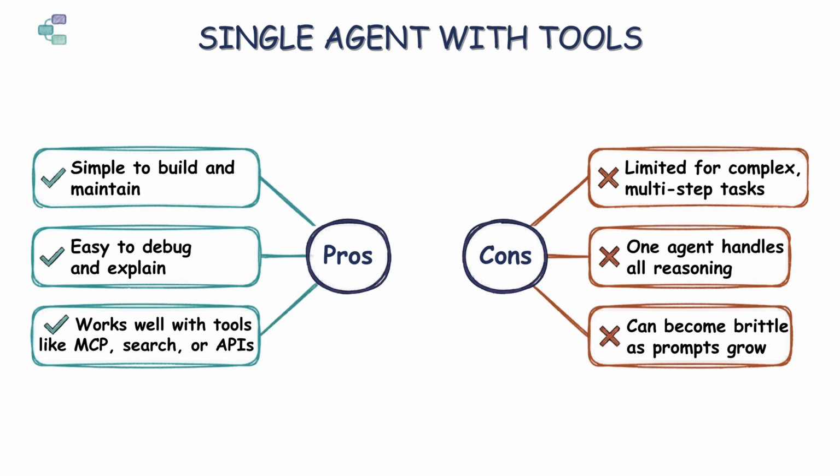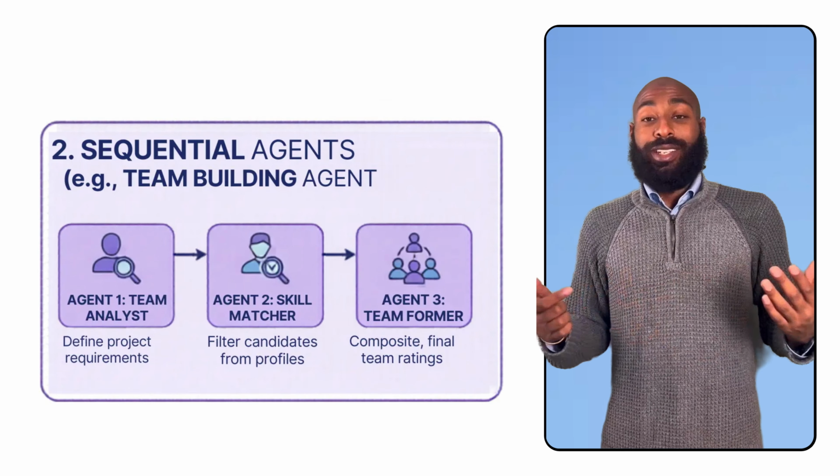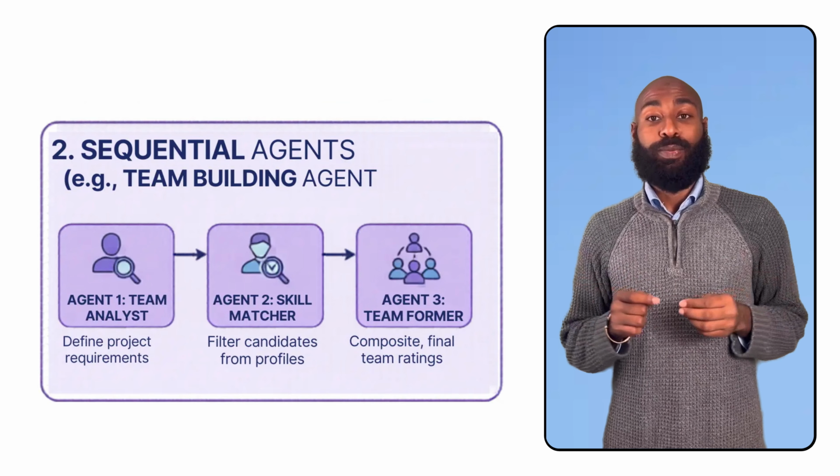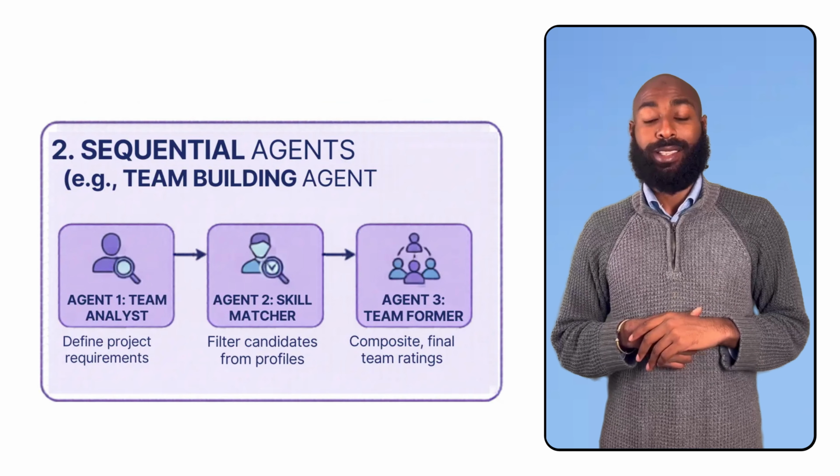Its main limitation is that one agent still has to do all of the reasoning. As workflows become more complex and the context gets larger, the agents become less accurate and more likely to hallucinate. When one agent is not enough, it often makes sense to split the work across multiple specialized agents.